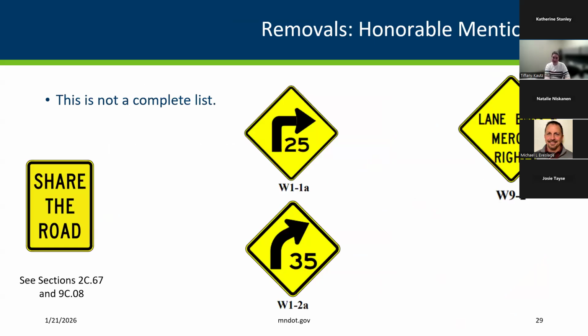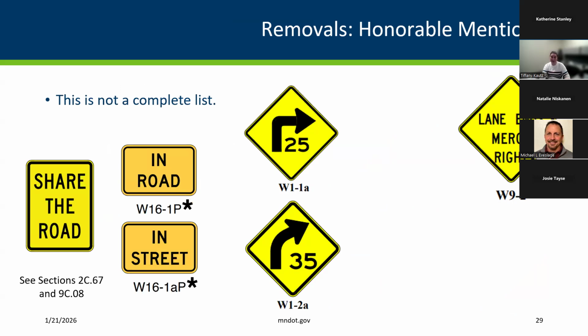Next, let's talk about some honorable mentions. Keep in mind, this is not a complete list. The Share the Road sign, another plaque that showed up in the previous edition of the MUTCD, did not make the cut for the 11th edition. And FHWA says there are in-road or in-street plaques that can be used. If you want to find out more about using those plaques, please see sections 2C.67 and 9C.08. So the Share the Road plaque is gone.